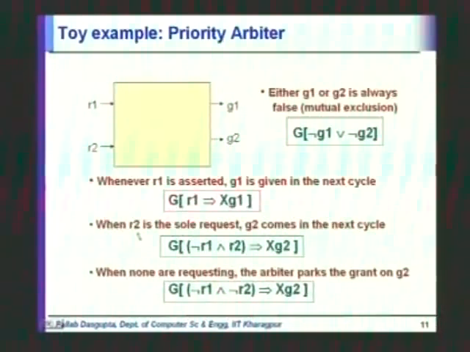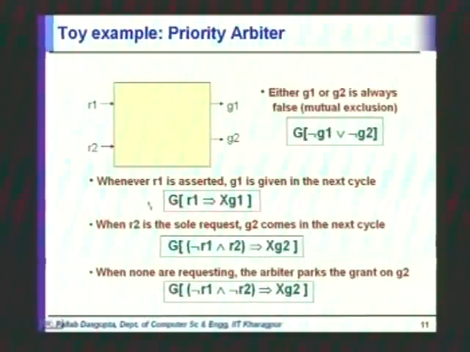Third property, when R2 is the sole request, G2 comes in the next cycle. Now R2 is the sole request means what? Which means R2 is high but R1 is low. Alright. So always R2 and not R1 implies next G2.